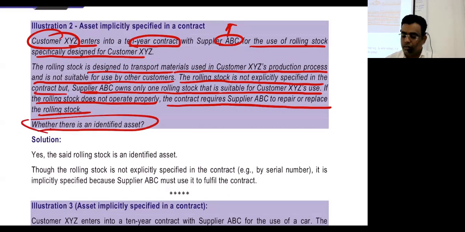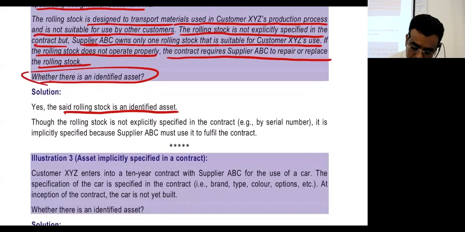Okay, yes, the said rolling stock is an identified asset, though the rolling stock is not explicitly specified in the contract.